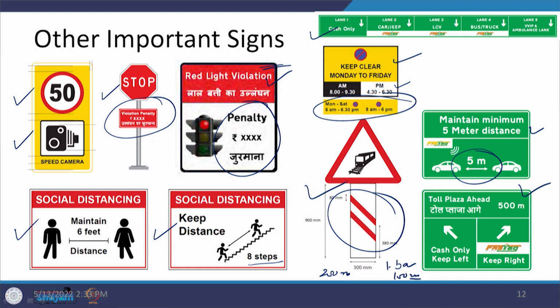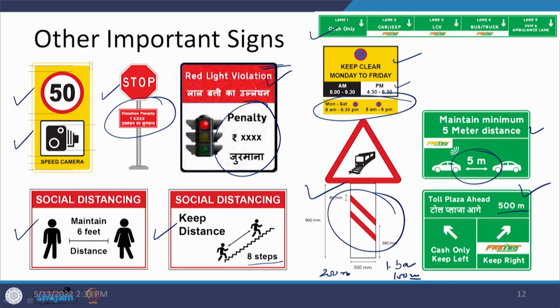Or there is also another sign which tells you at how much distance the toll plaza is. So, it starts from 1000 meters ahead, and then this one is talking about 500 meters, and additionally it is also giving information that if you go towards the left, then that is a cash lane, but if you keep right, then it is a fast tag lane. So, this is the type of information which is being passed on.